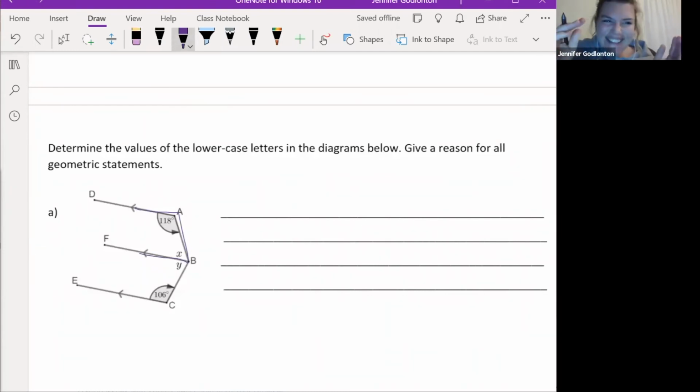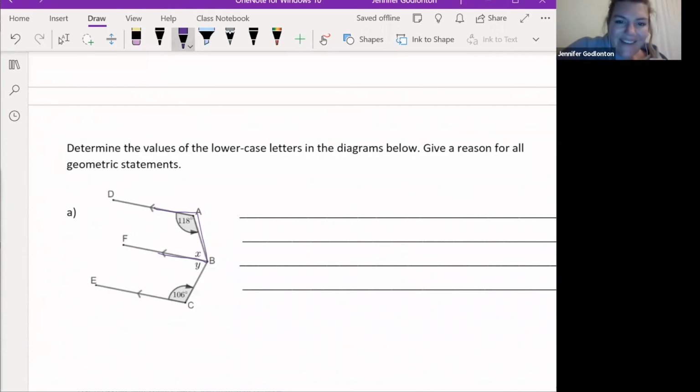What do we do when we have co-interior angles? They work together to equal what? 180. Yes, they work together to equal 180. Okay, so how can I write that? X plus 118 equals 180. There we go. Okay, so x plus 118 is equal to 180, and my reason would be co-interior angles. Now when I write my reason of co-interior angles, what are my lines that are parallel? DA parallel to FB. Good. Okay, next line.